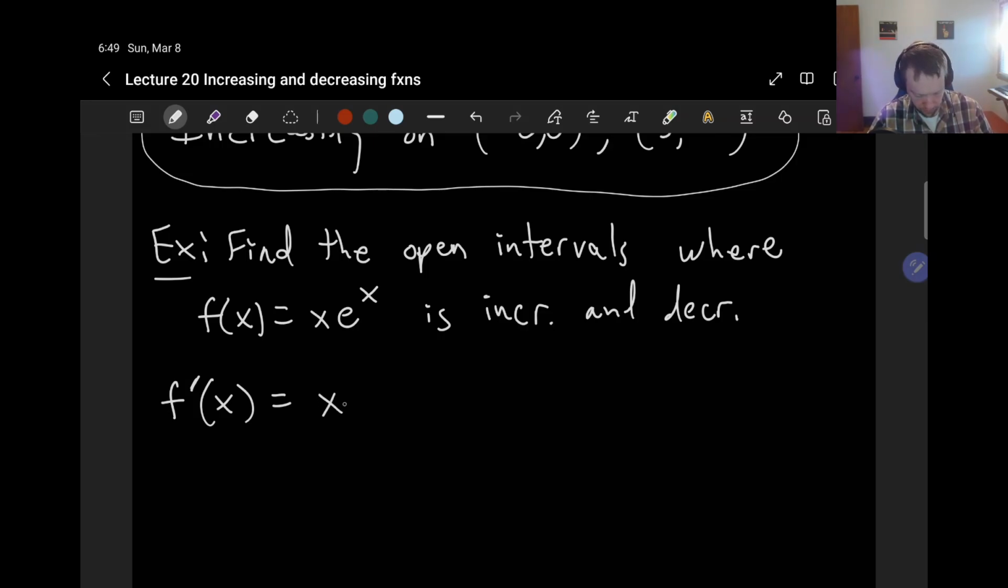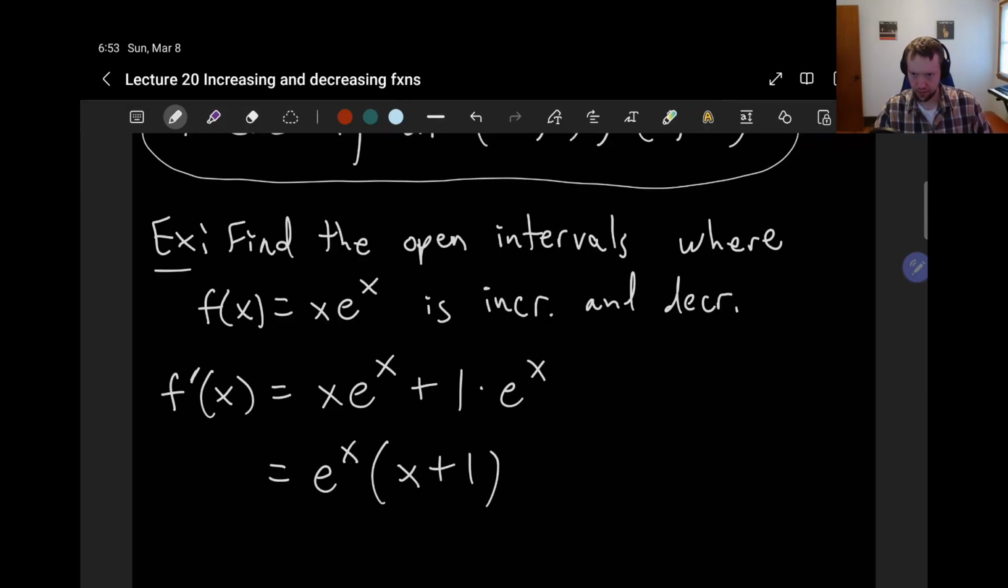And I'm going to do it this way. This is a product, so I'm going to do product rule. Here I've taken the derivative of e to the x, which is itself. Here's the derivative of x. And notice I have an e to the x in both terms, so I can factor it out.